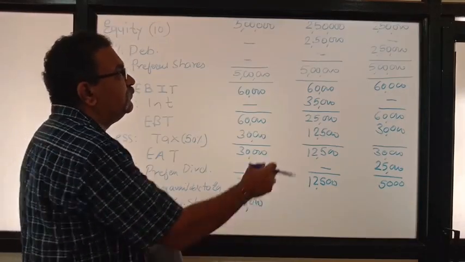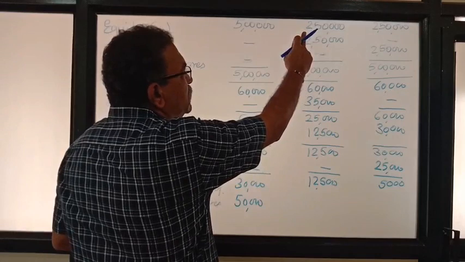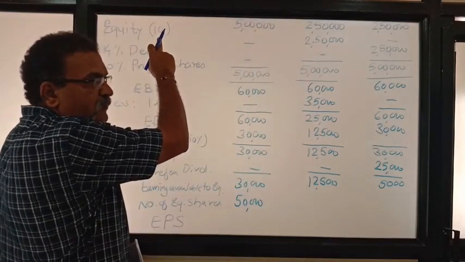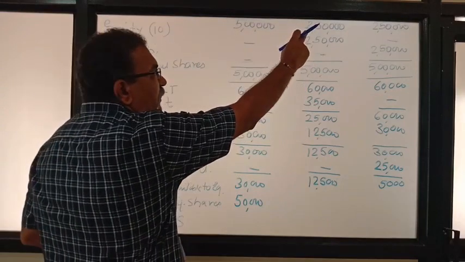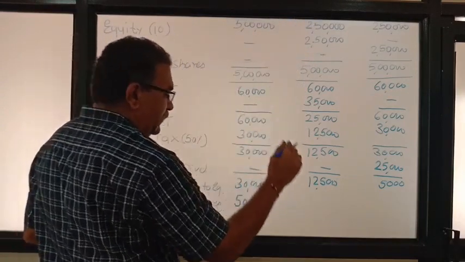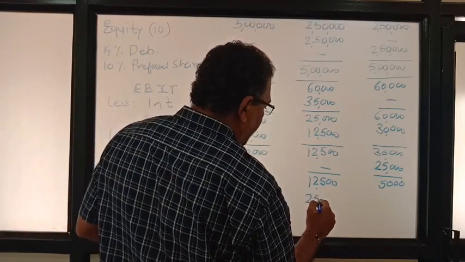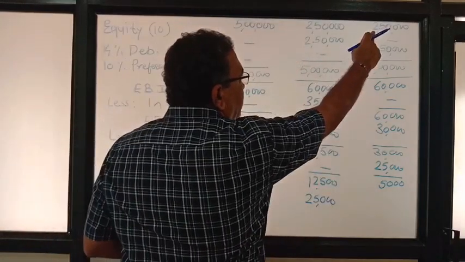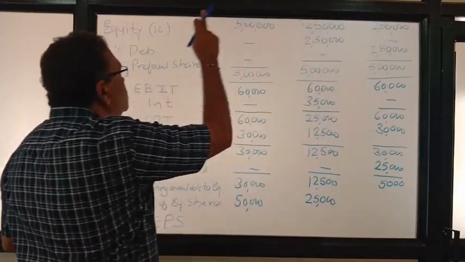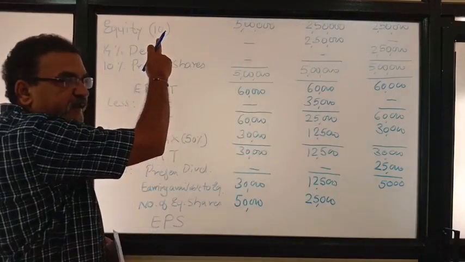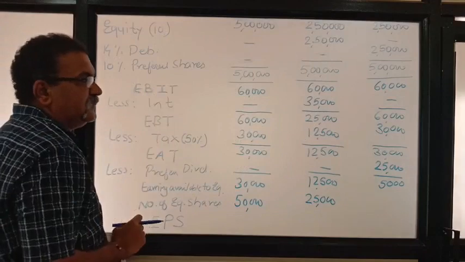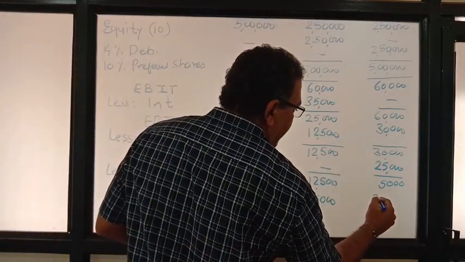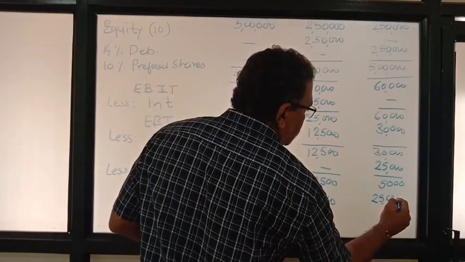Check out option 2. Equity capital is rupees 2,50,000. Each share is of rupees 10 each. So the number of equity shares is 2,50,000 divided by 10, so 25,000. Now option 3. Equity capital 2,50,000. Each share is of rupees 10 each. So the number of equity shares is equal to 2,50,000 divided by 10, that is 25,000.